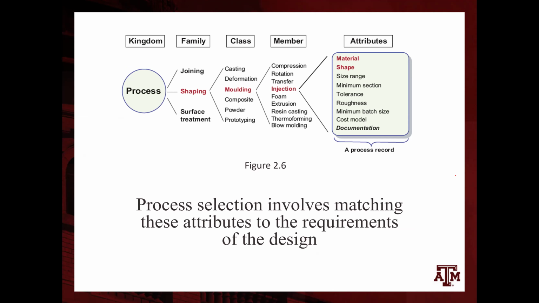So if we already know what properties we need to optimize, and what type of material, we can down select what type of material, and then we can also down select what type of processing methods that we need to use.